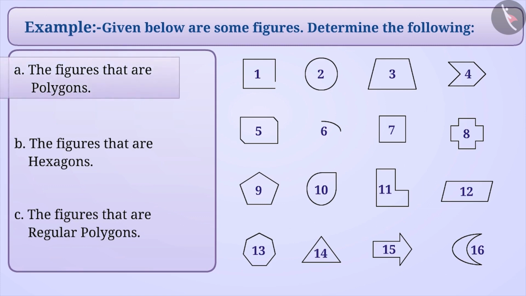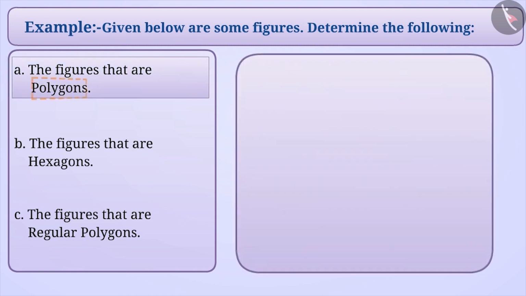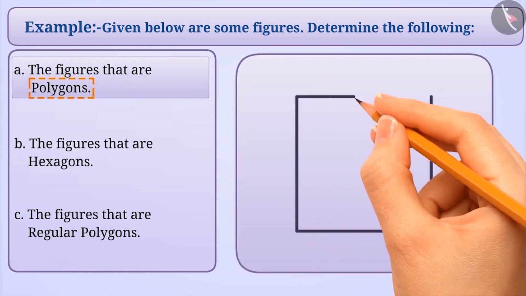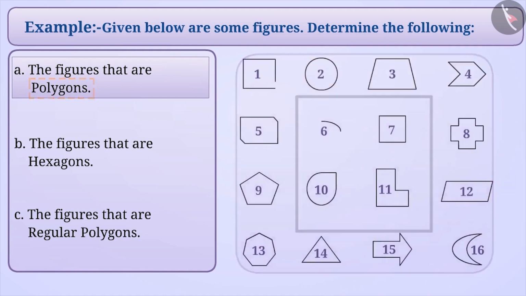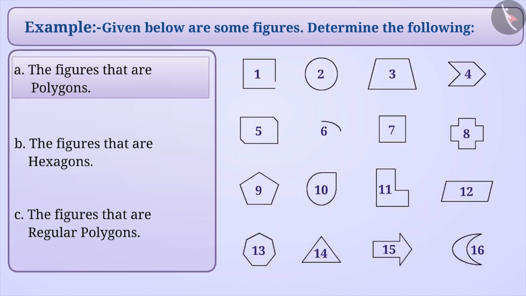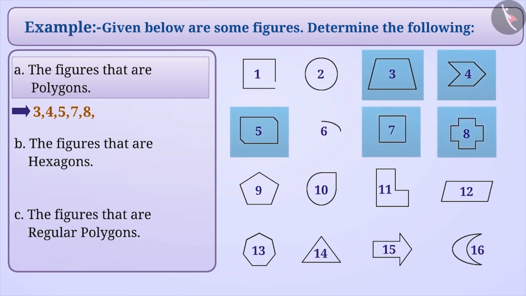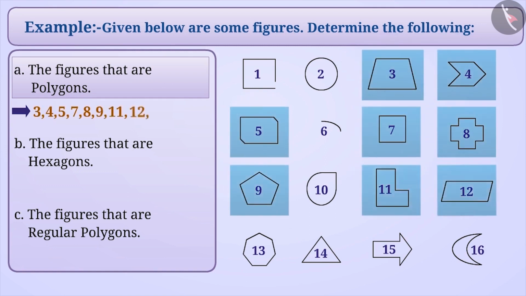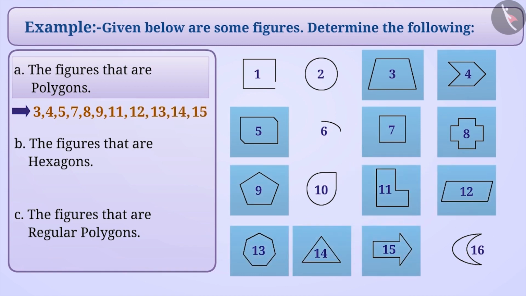Let's determine the figures that are polygons. A polygon is a closed figure made up of line segments. Amongst the given figures, the closed figures made up of line segments are figure 3, 4, 5, 7, 8, 9, 11, 12, 13, 14, 15. So, all these are polygons.